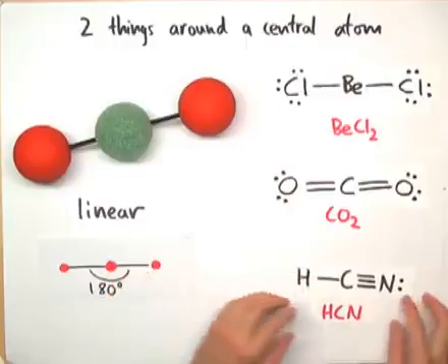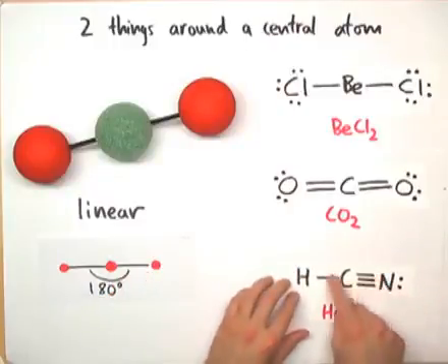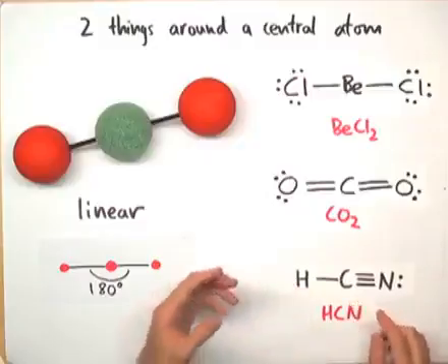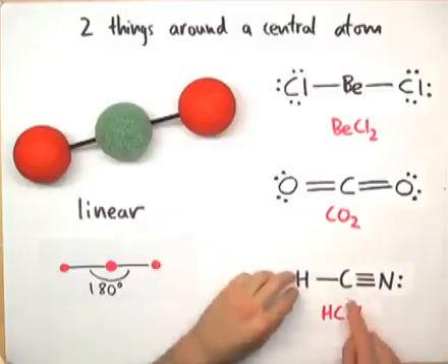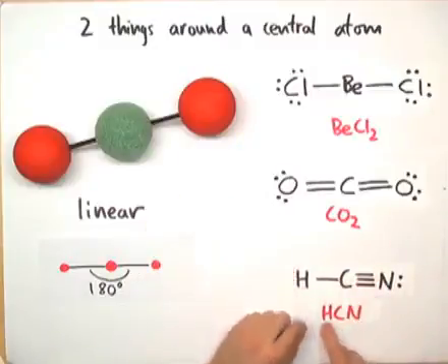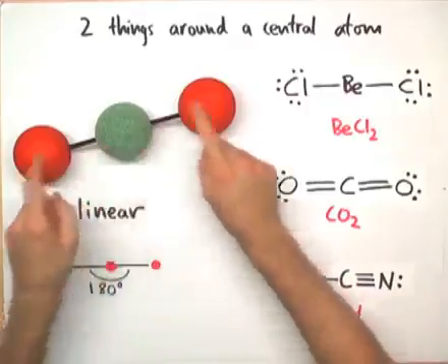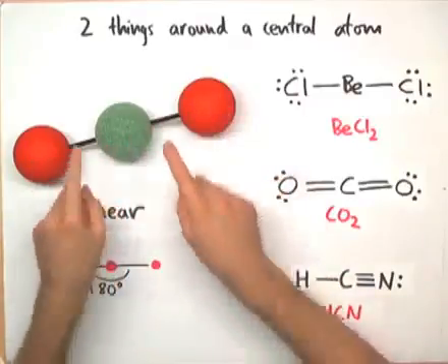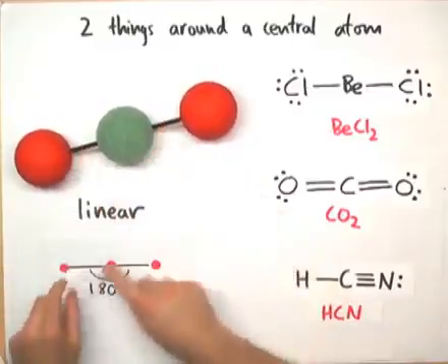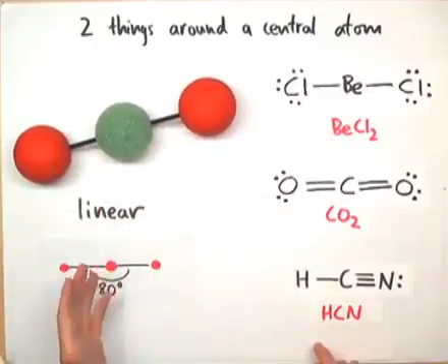Just to drive this point home, triple bonds are the same thing. We've got a triple bond here and a single bond here. I just consider this to be two things around a central atom. 1, 2, so HCN is going to have this linear shape as well, with these two bonds being 180 degrees apart.